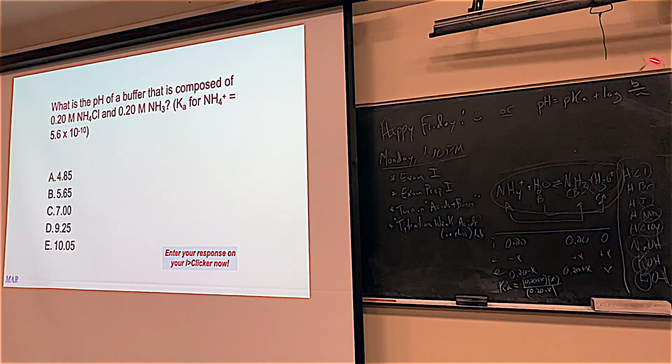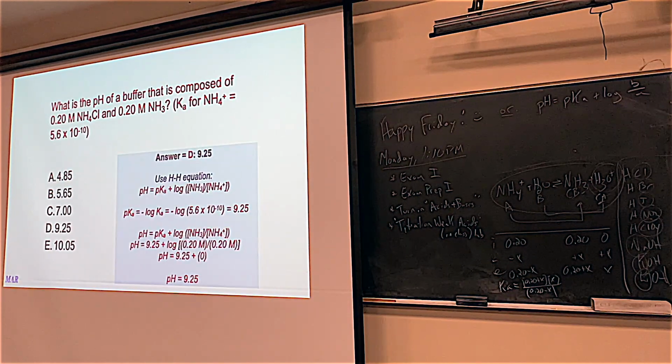But goodness gracious, I hope that you know by now that I'm in love with the Henderson-Hasselbalch equation. pH equals pKa plus log base over acid. And why I'm proverbially in love with it is because you don't have to go through ICE tables and you don't have to think about these things. So base 0.20, acid 0.20, minus log Ka is going to be this one. And even better yet, if the concentrations are equal, which they are here, pH and pKa are the same. So 9.25 is the answer.